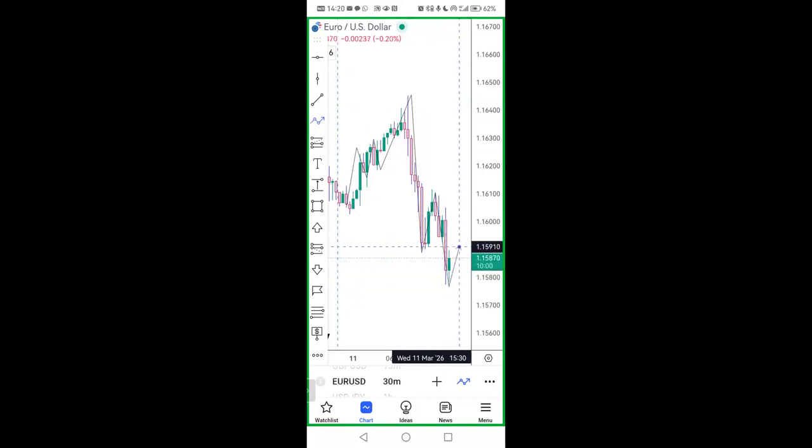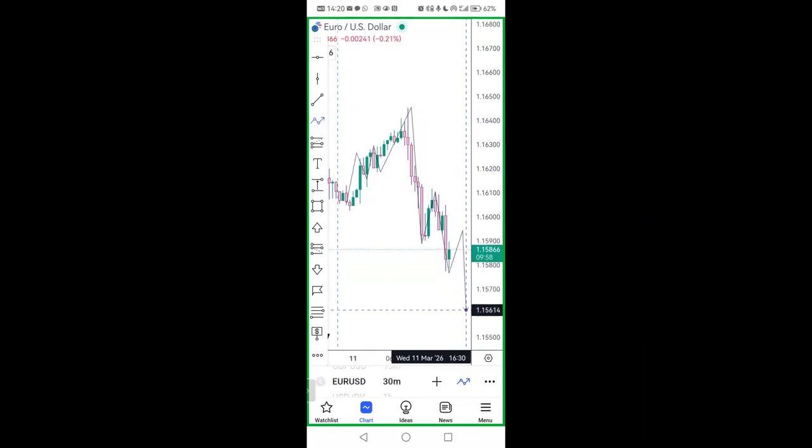So what do you expect? You expect a pullback and then a potential continuation downwards. Yeah, so we can see price doing its lower lows, lower highs, lower lows, lower highs continuously like that. And that is all we just expect from our price action.